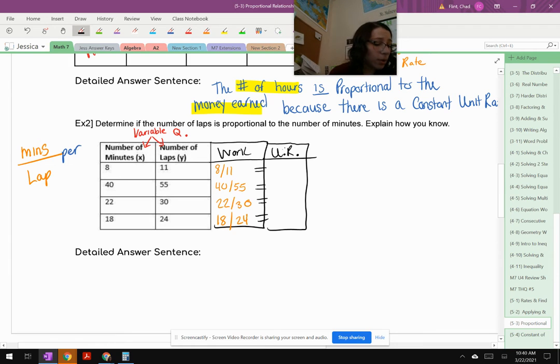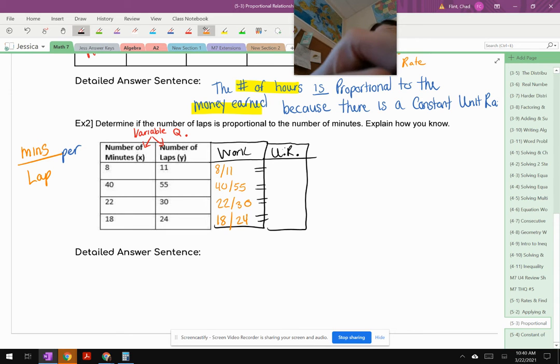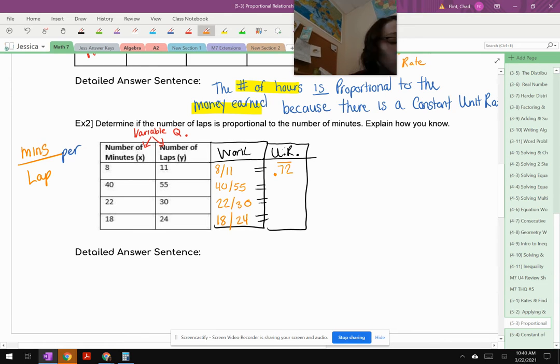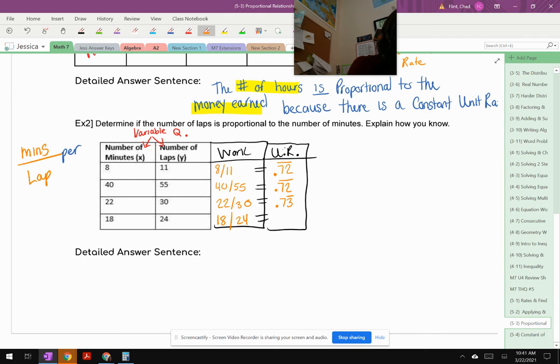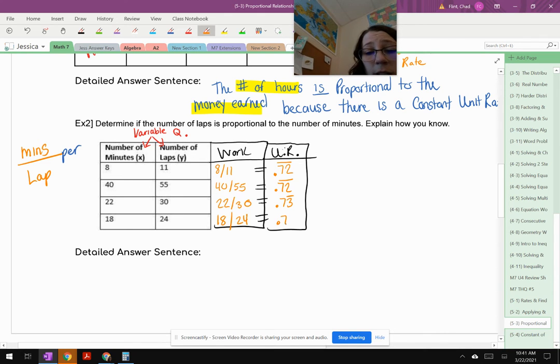All right, so here we're just jumping to the calculator. 8 divided by 11 is going to be an ugly number that I'm just going to go with and write down. So 0.72 repeating. 40 divided by 55 is also 0.72 repeating. I'm seeing a pattern. 22 divided by 30. Ooh, as close as that is, that one is not the same. That one has a 3 repeating, not 72. And 18 divided by 24 is 0.75. So we can see that these are not all equal.